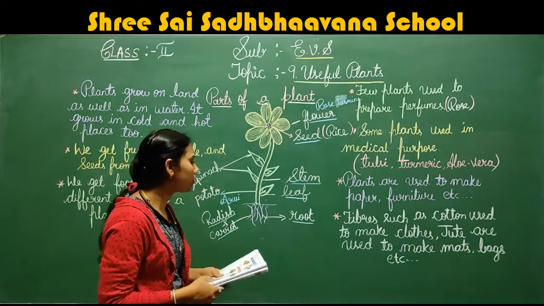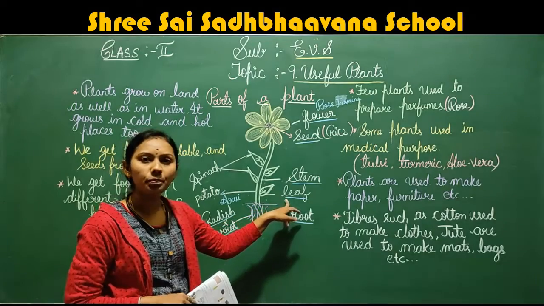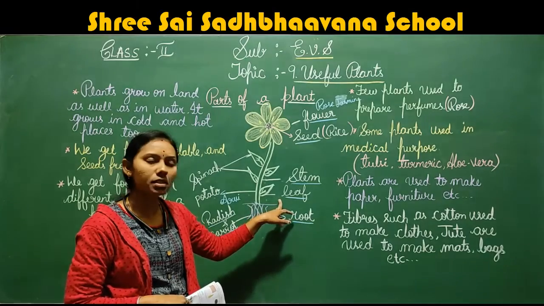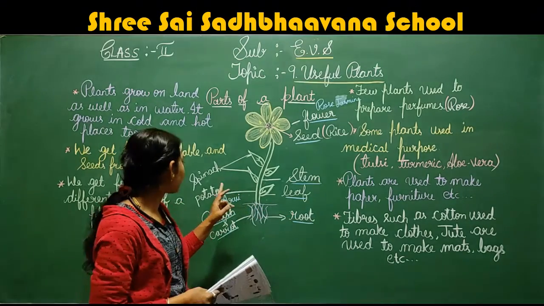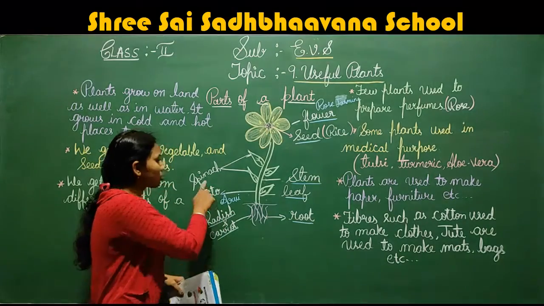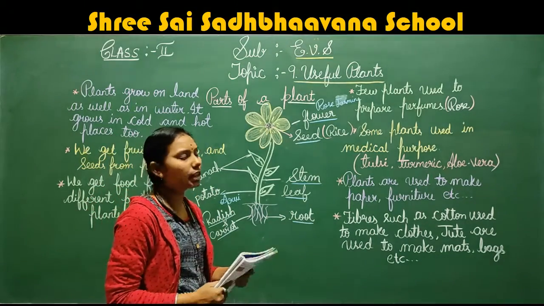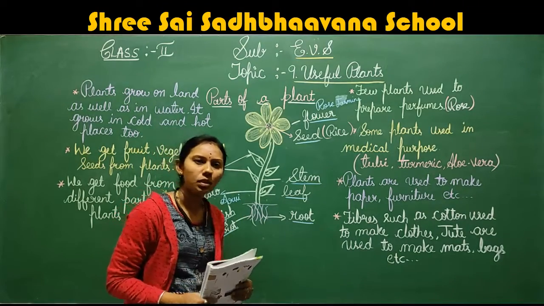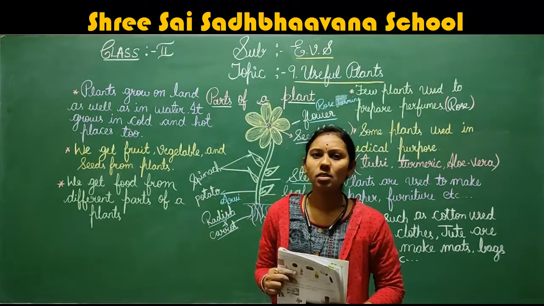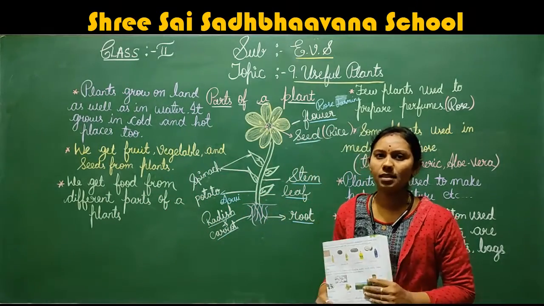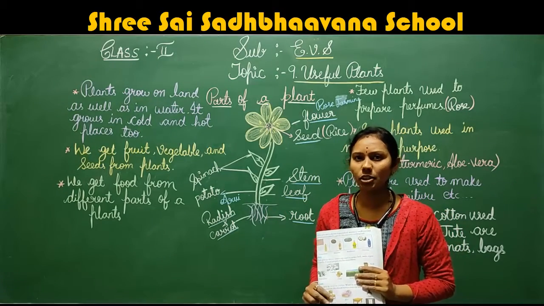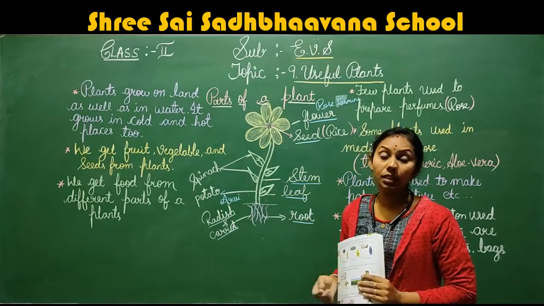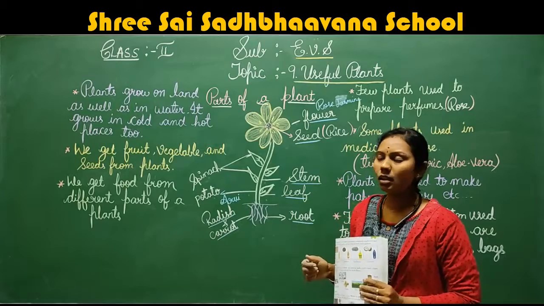Got it? Next, leaf vegetables. I have shown you the leaf here. What vegetables are we getting from this leaf? That is cabbage and spinach. I told you spinach and cabbage we get from leaf vegetables. Have you seen cabbage? How many of you like cabbage? Yes, everybody likes it because it is healthy food, right, children? So we get cabbage from the leaf part.